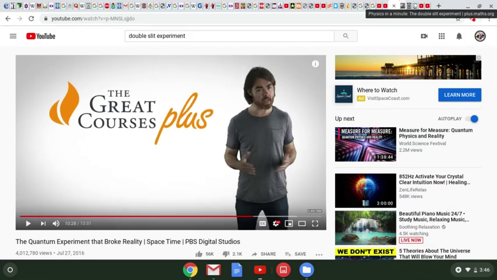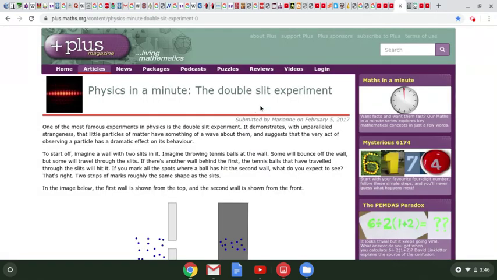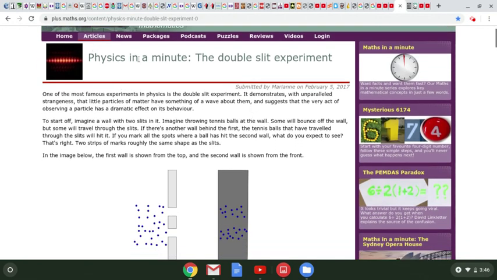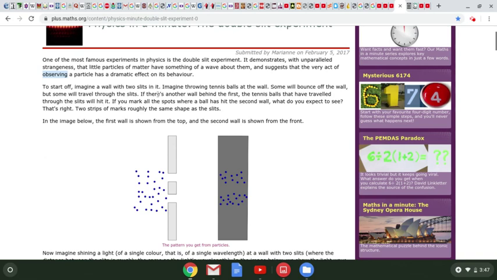Physics in a Minute, the double slit experiment. One of the most famous experiments in physics is the double slit experiment. It demonstrates with unparalleled strangeness that little particles of matter have something of a wave about them, and suggests that the very act of observing a particle has a dramatic effect on its behavior. To start off, imagine a wall with two slits.